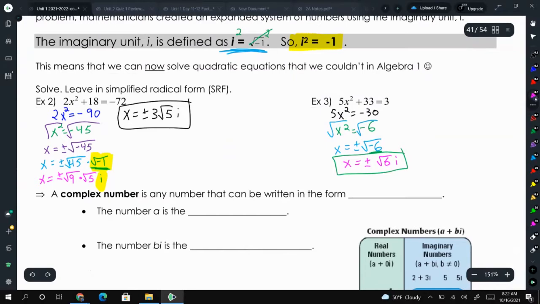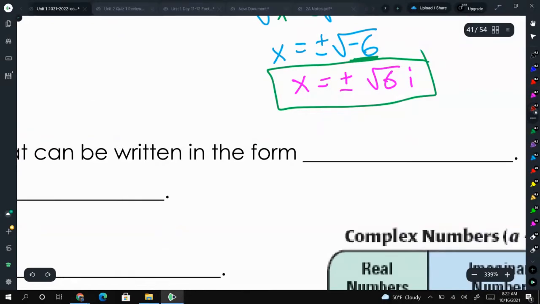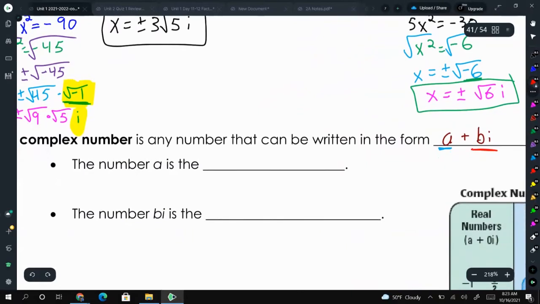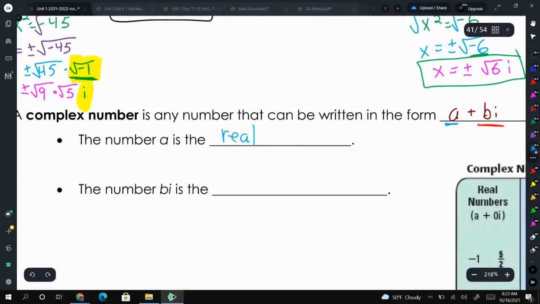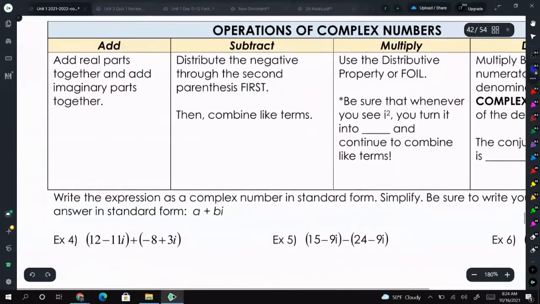Now we're going to talk about something called complex numbers. A complex number is written in the form a plus b times i. So you see that there's a part without an i and a part with an i, and that's your real part and your imaginary part. The number a is your real part, so that's a real number. And the bi is your imaginary part. So let's see what that looks like on the next page.